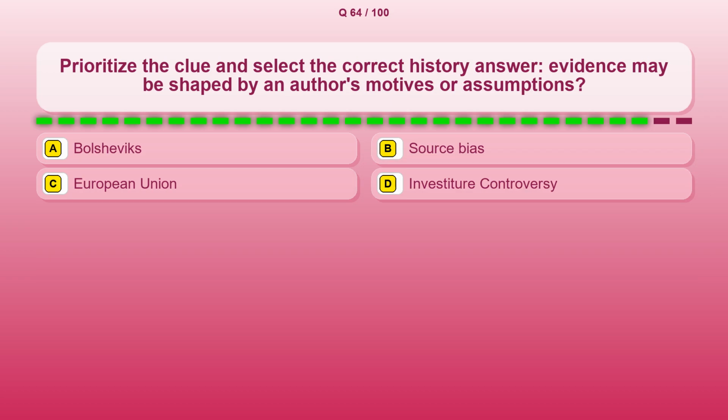Question 64. Prioritize the clue and select the correct history answer. Evidence may be shaped by an author's motives or assumptions. Option A, Bolsheviks. Option B, source bias. Option C, European Union. Option D, investiture controversy.